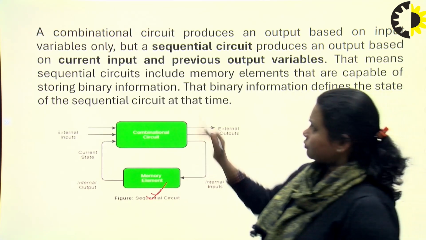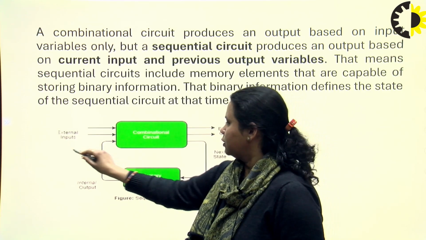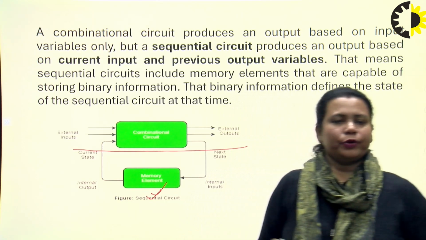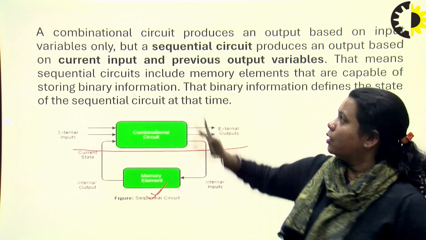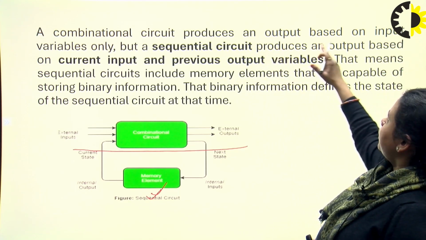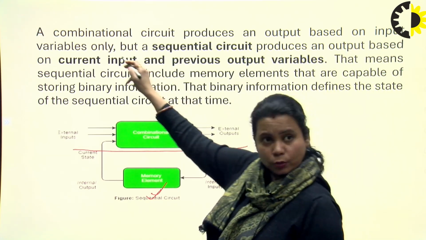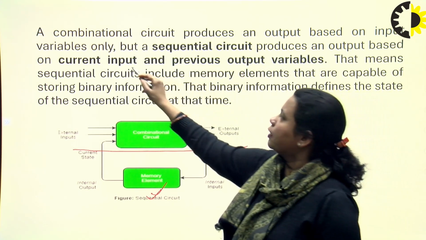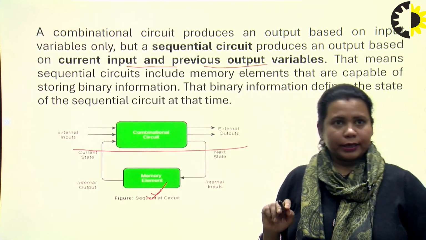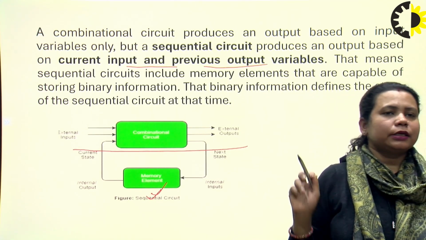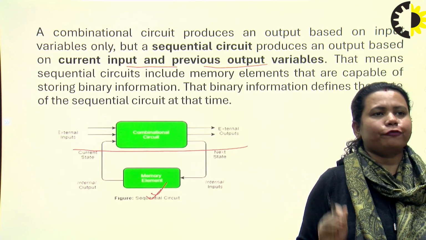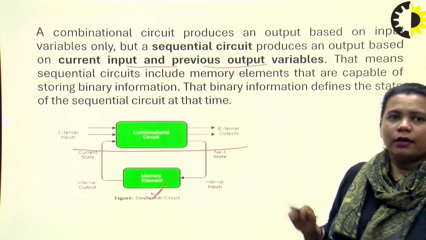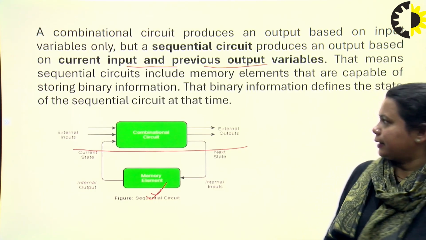And what is a combinational circuit? In a combinational circuit, there are only the inputs and the outputs. So the output is dependent only on the present input. I have written that a combinational circuit produces an output based on input variables only, and a sequential circuit produces an output based on the current input and previous output, right? That means sequential circuits include memory elements that are capable of storing binary information. That binary information defines the state of the sequential circuit at that time, right?